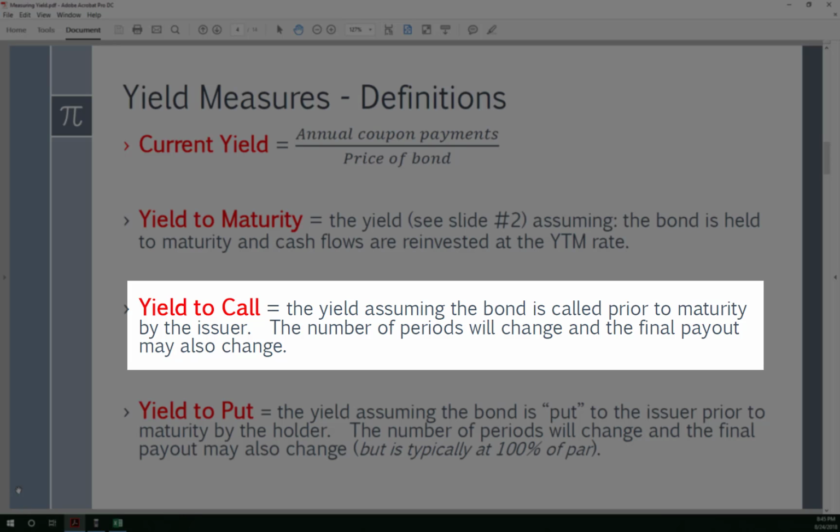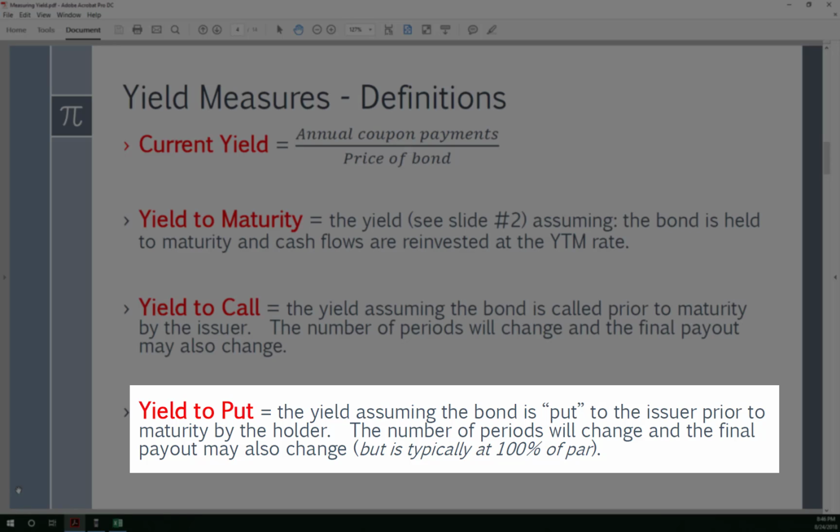So we know that if a bond is called, the number of periods is going to change, the maturity is going to change, but it may also have a call premium. There may be a little bit higher price that the issuer pays when they call the bond, and so it's possible that the final payout may also change. So we can have a maturity change and a future value or a face value change in our calculations.